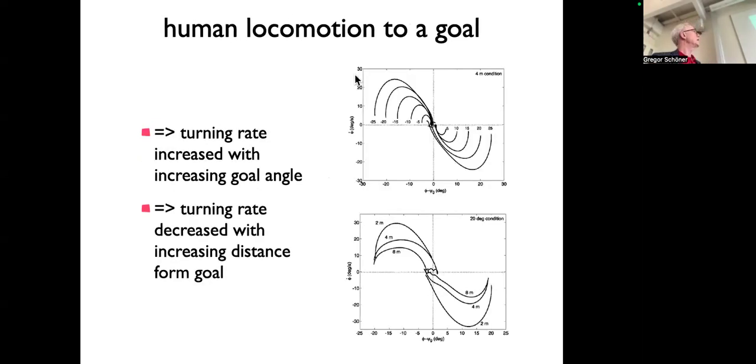And this is the superposition of these different things that happen here. So this is the turning rate as a function of the heading direction. The heading direction is now centered on the target position.